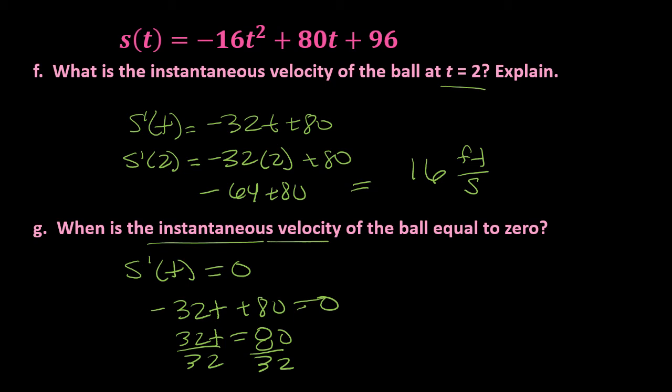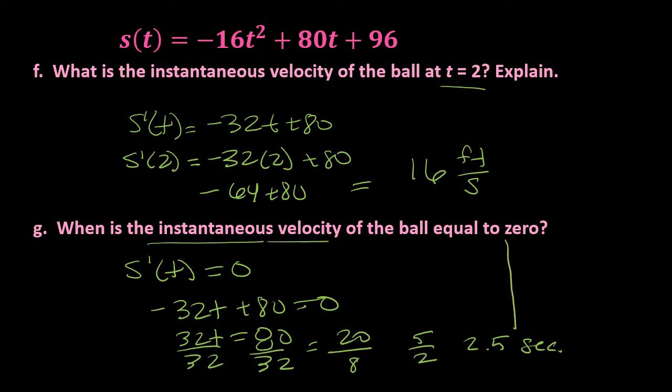So that's going to be 32t equals 80, divided by 32. If I simplify that, 4 goes into 80 20 times, 4 goes into 32 8 times, and 4 goes into 20 5 times, so that's going to be 2.5. So 2.5 seconds into the flight, that's when the instantaneous velocity is going to be 0.